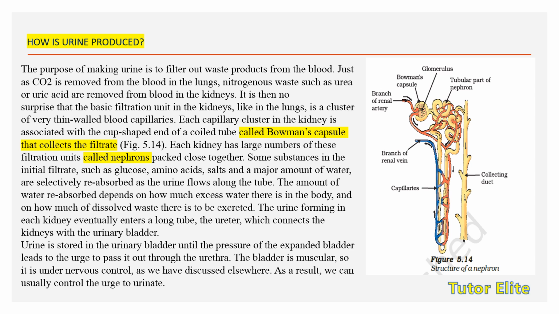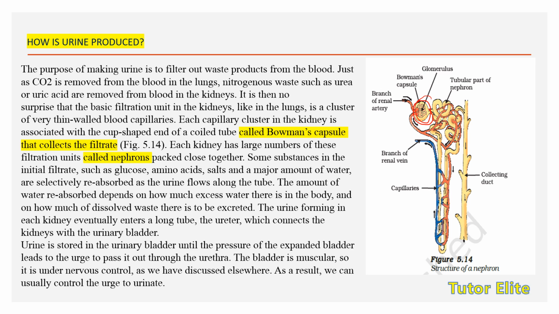It is then no surprise that the basic filtration unit in the kidneys, like in the lungs, is a cluster of very thin-walled blood capillaries. Each capillary cluster in the kidney is associated with a cup-shaped end of a coiled tube called Bowman's capsule that collects the filtrate. So this is Bowman's capsule, this part. Cluster of blood capillaries. This collects the filtrate.